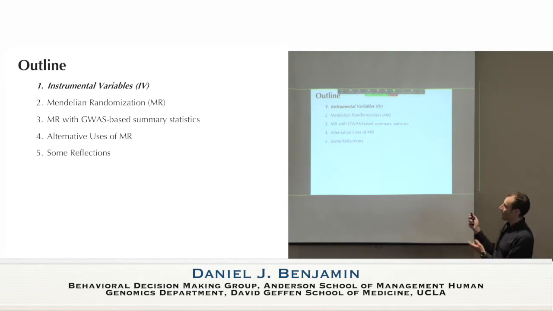Then talk about classical Mendelian randomization, by which I mean Mendelian randomization with a single genetic variant. Then I'll talk about how Mendelian randomization has been developed with the advent of GWAS. Very briefly mention some other uses of Mendelian randomization besides causal inference that you may come across, and then just end with my own reflections on the method and the literature.